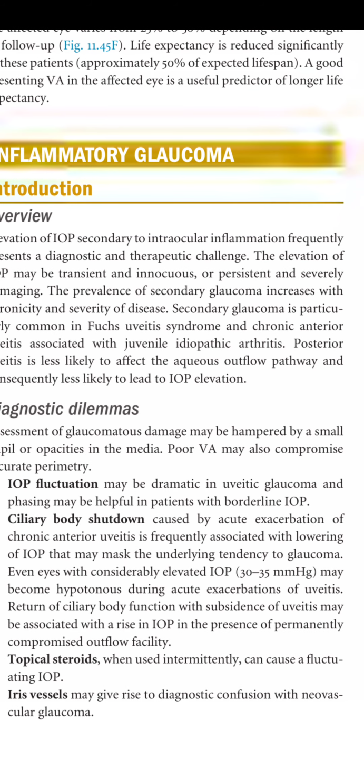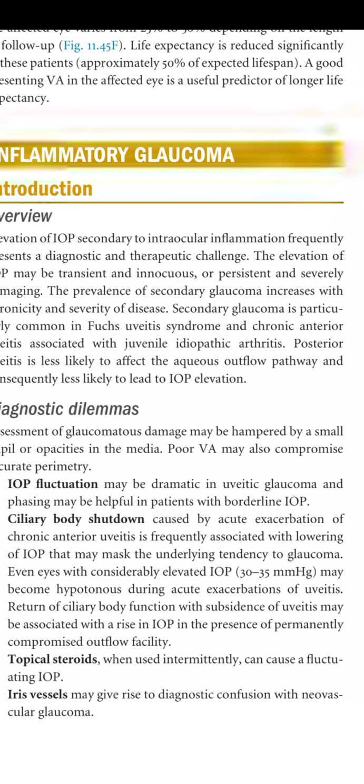IOP fluctuation may be dramatic in uveitic glaucoma, and phasing may be helpful in patients with borderline IOP. Ciliary body shutdown caused by the acute exacerbation of chronic anterior uveitis is frequently associated with lowering of the IOP that may mask the underlying tendency to glaucoma. Even eyes with considerably elevated IOP, 30 to 35 millimeters of mercury, may become hypotonous during acute exacerbation of uveitis. Return of the ciliary body function with subsidence of the uveitis may be associated with a rise of IOP in the presence of a permanently compromised outflow facility.